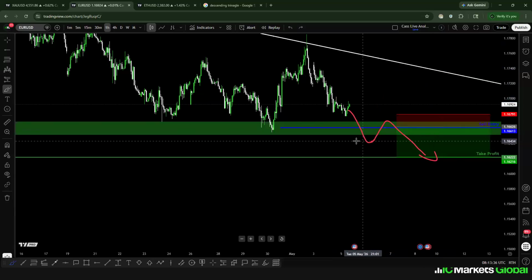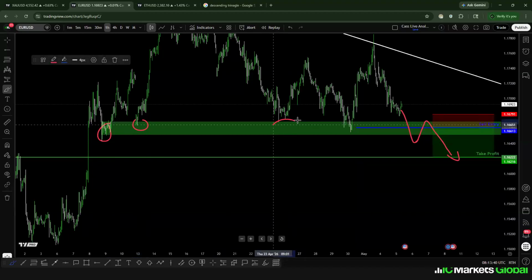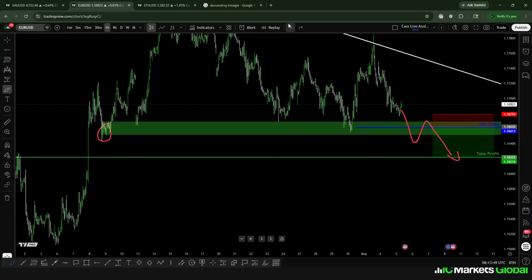But if it breaks out now, then it has come here 1 time, 2 times, 3 times, 4 times, and then it's going to come here the 5th time, right? It's reaching here the 5th time. The question is, will it break on the 5th time or is it going to reverse?